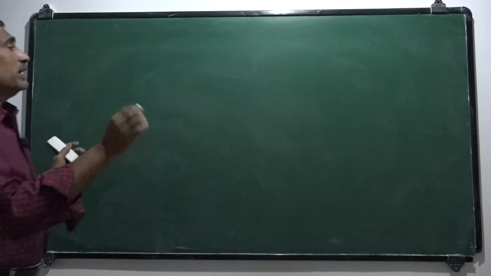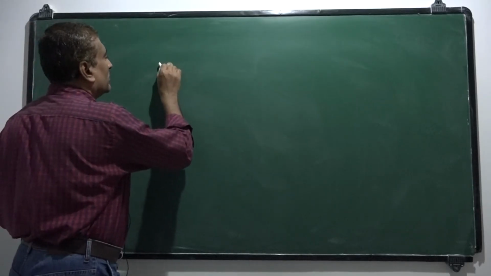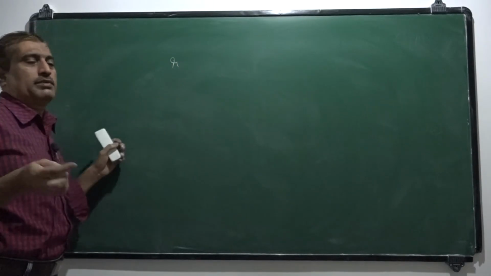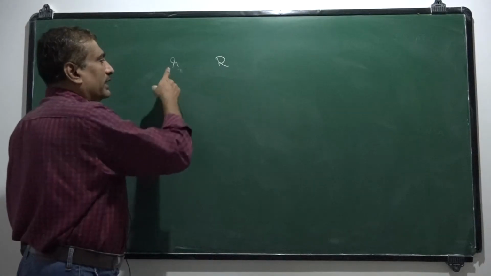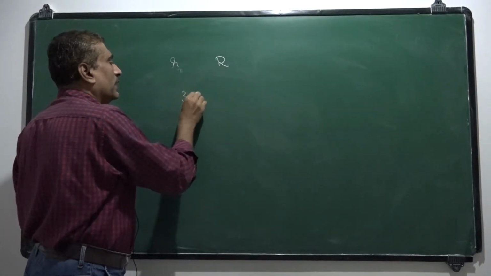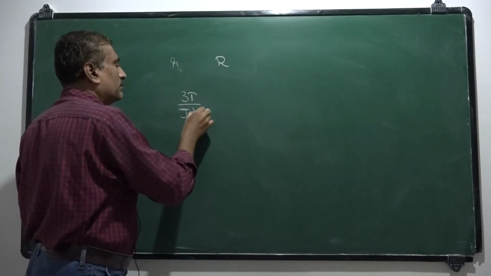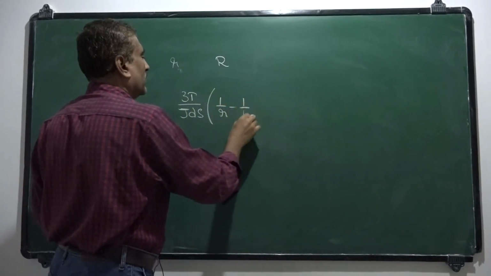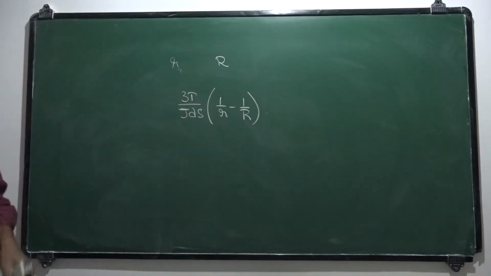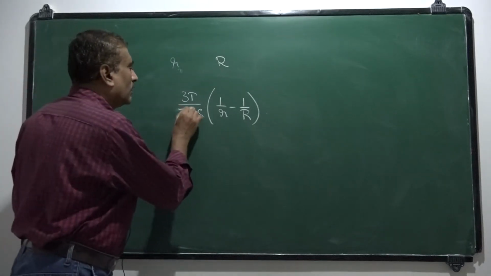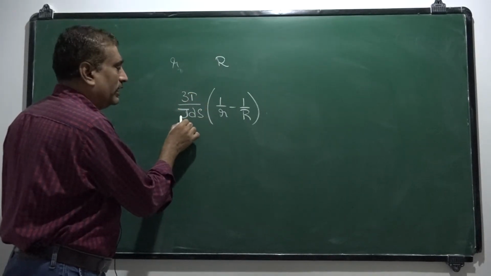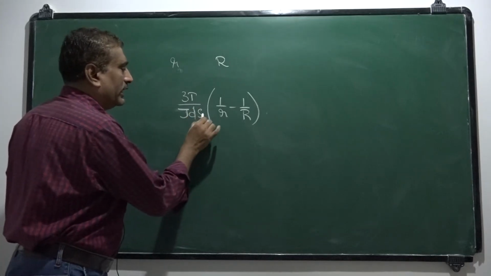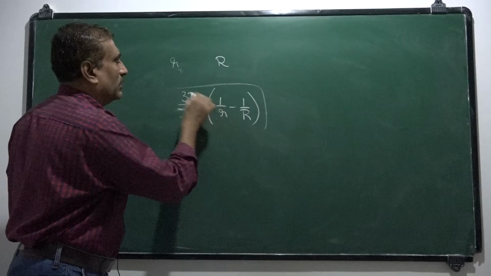And another one is: small water drops, each of radius r, combine to form a big drop of radius R. Then the rise in temperature is given by 3T by J d s into (1 by r minus 1 by R), where T is the surface tension of the liquid, J is the mechanical equivalent of heat, d is the density of the liquid, and s is the specific heat. So you have to remember this formula also.